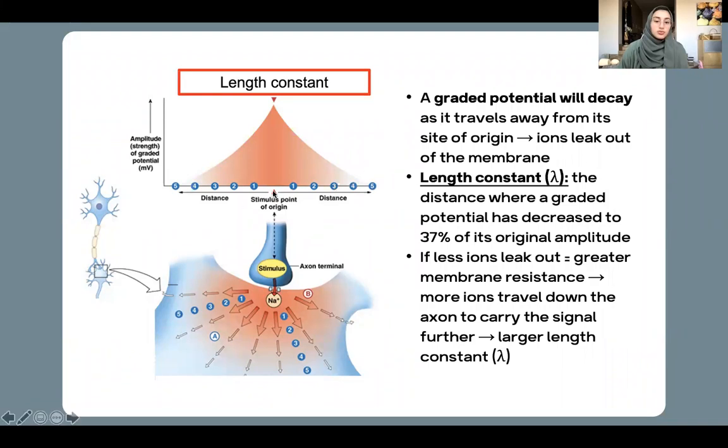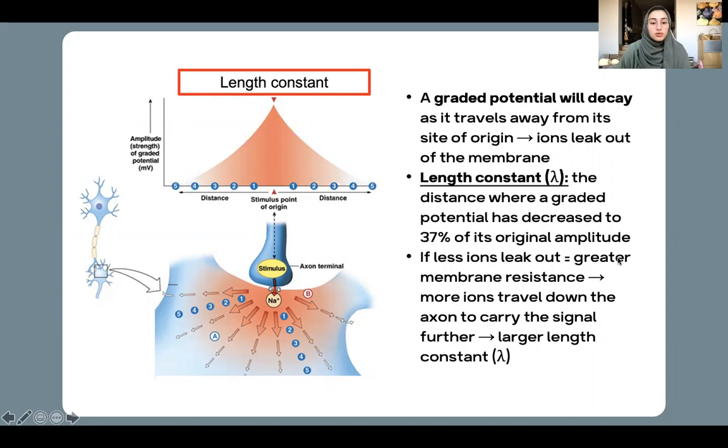So then at this point, you have something called the length constant. It's basically the distance where you have a 37% decrease of the original amplitude of your graded potential. So what that means is, we said this is the origin point, right? This is where it's strongest. So when it decreases 37%, that's what's going to determine your length constant. So how far did it need to go to decrease by 37%?